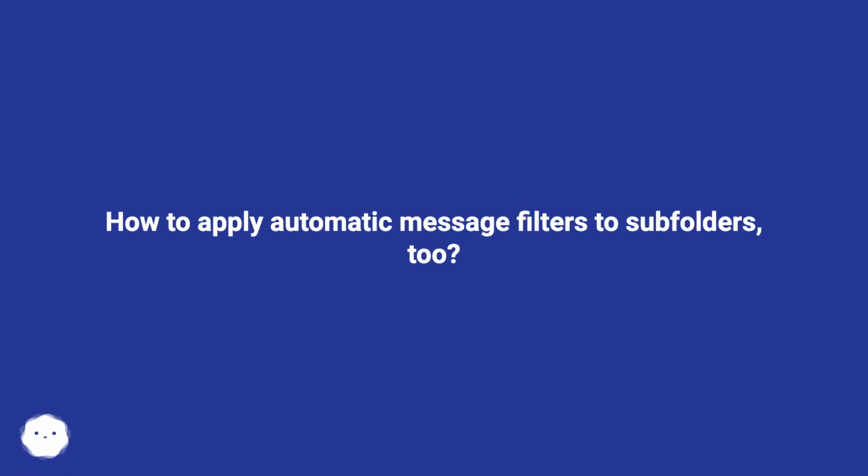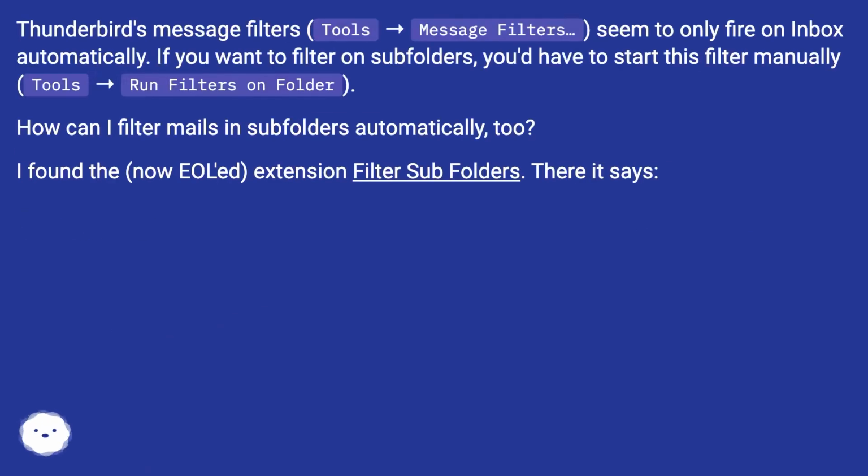How to apply automatic message filters to subfolders? Thunderbird's message filters, under Tools, message filters, seem to only fire on the inbox automatically. If you want to filter on subfolders, you have to start the filter manually with Tools, Run filters on folder. How can I filter mails in subfolders automatically?